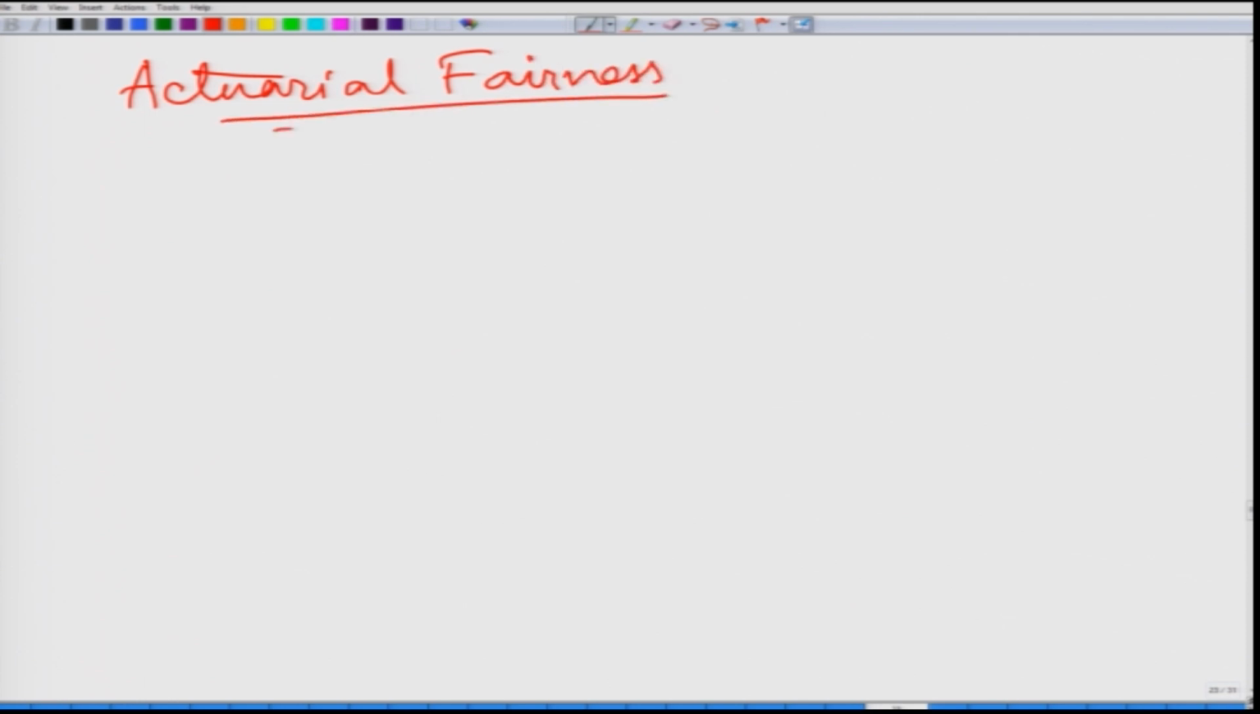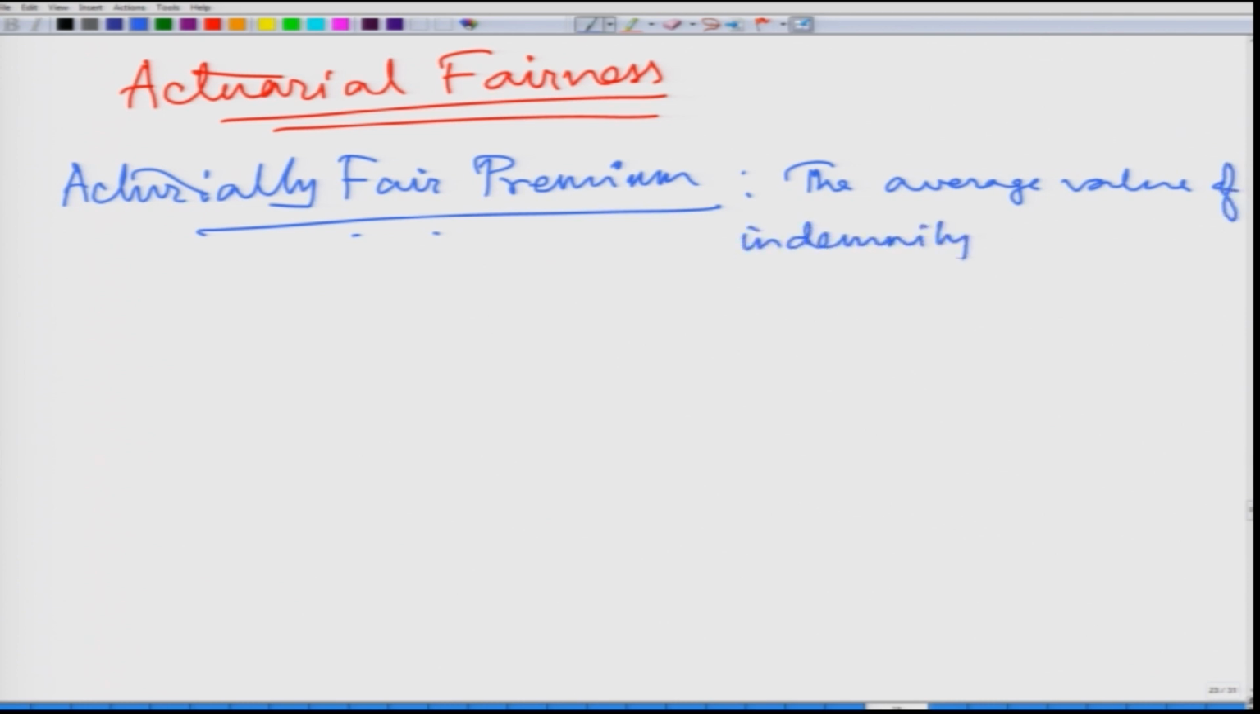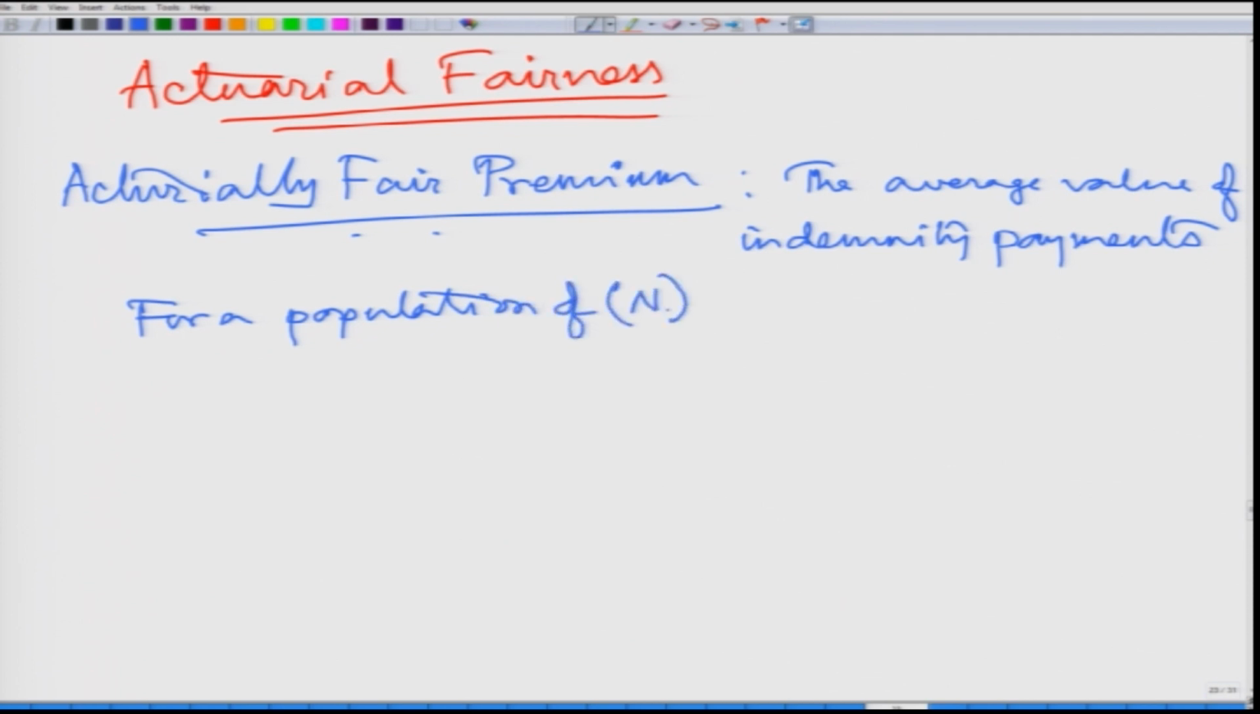What we loosely discussed just a few slides back. Actuarial fairness. What is actuarial fairness? It is defined in terms of the actuarially fair premium. Now what does this mean? This is the average value of indemnity payments for a population of N insured people, which is their customer base, right?